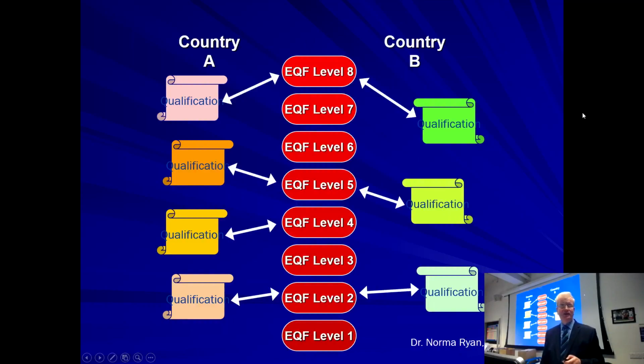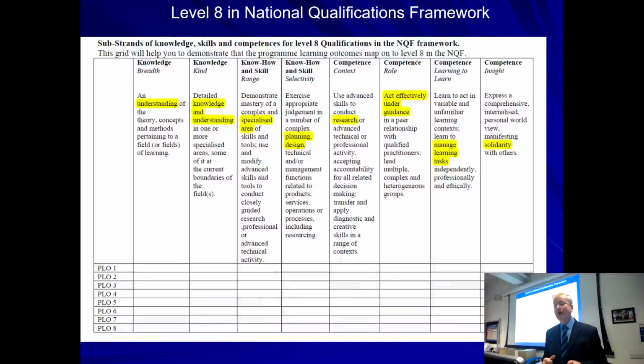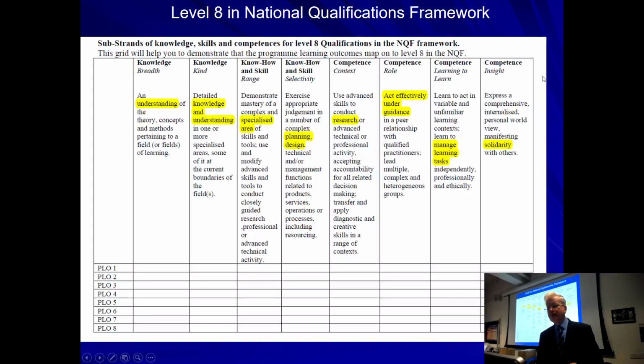onto these levels. So it was a pity that the European Qualifications Framework wasn't out before Ireland went ahead with theirs, because most countries now who are joining this Bologna process are just going up to level 8, as in the European Qualifications Framework. So what advice would I give you when you're doing this mapping exercise? The advice I would give you is to use a grid something like this.